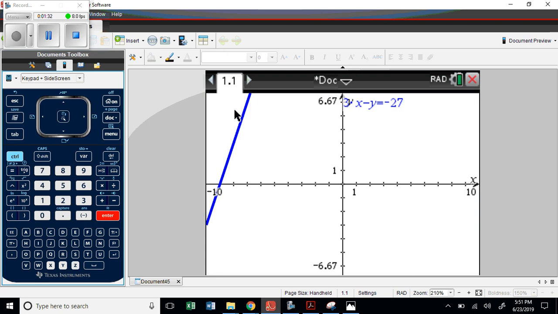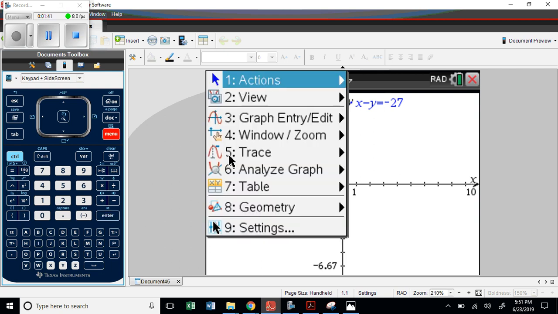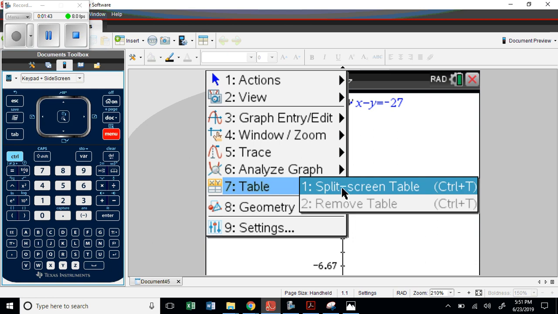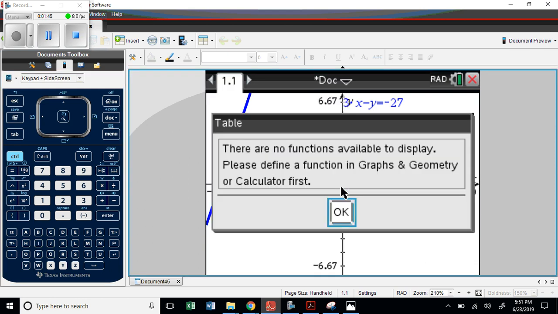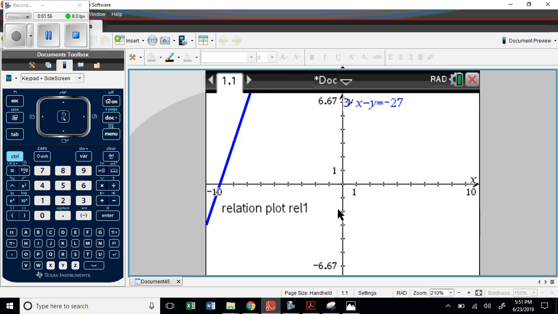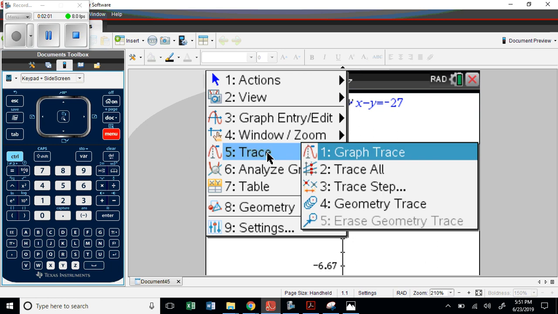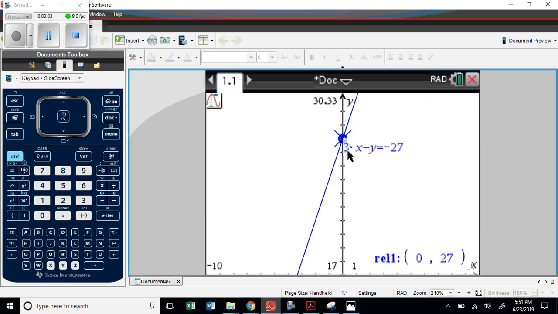As I do that, we get this line. But of course, we're looking for values that correspond to x and y values. So you might think we can look at a table since we're given a table. I go to table, and you can see that this display is not available. It is not available because we graphed this as a relation. If we had graphed it as y equals or f of x, we would be able to see a table. But we do have another option. We can go to menu, trace, and graph trace.